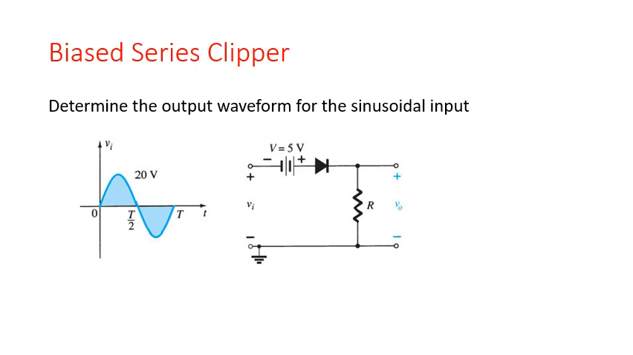Now suppose, instead of assuming just a random biased series clipper with no voltage, what I've taken over here is a set of voltages. So I've got a 20 volt input. Assuming this is 20 volt on the positive side, 20 volt on the negative side. So this is a 40 volt peak to peak sine wave. What is going to happen in the forward bias? In the forward bias, this diode is going to be replaced by a short circuit.